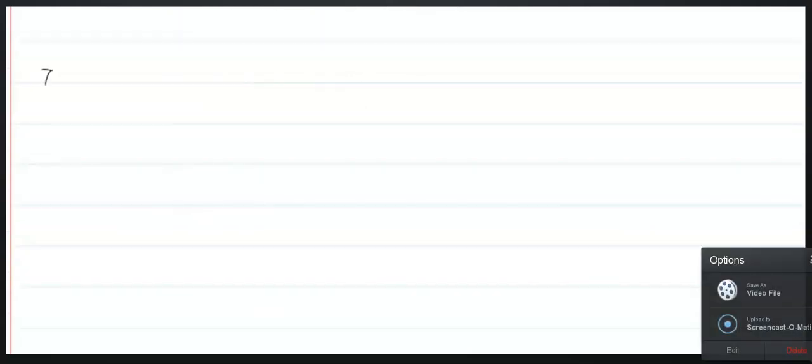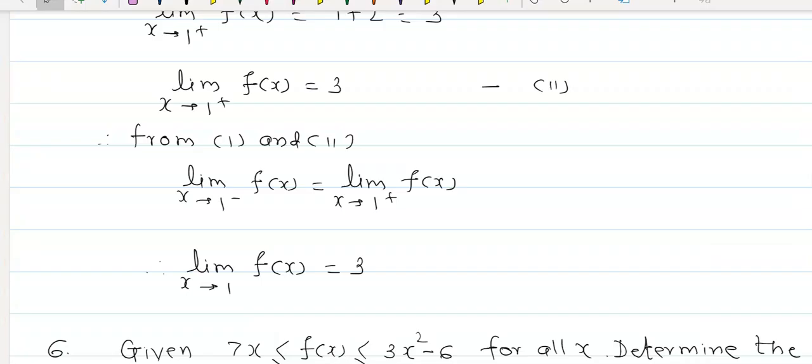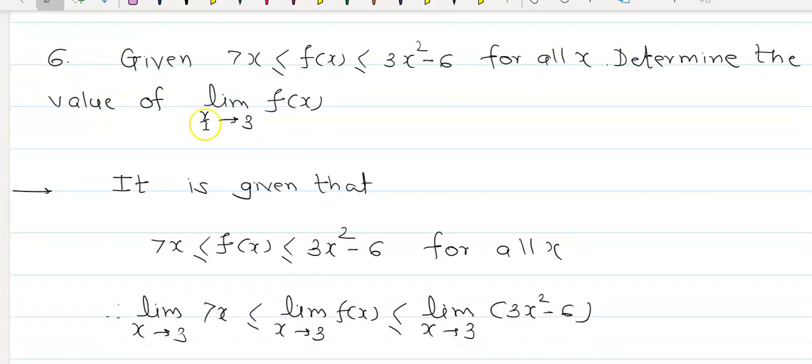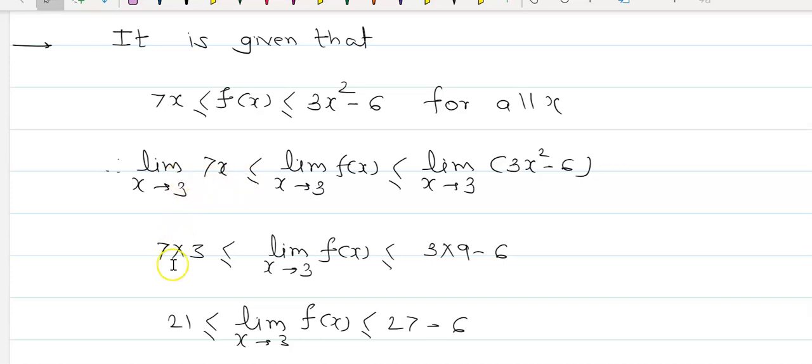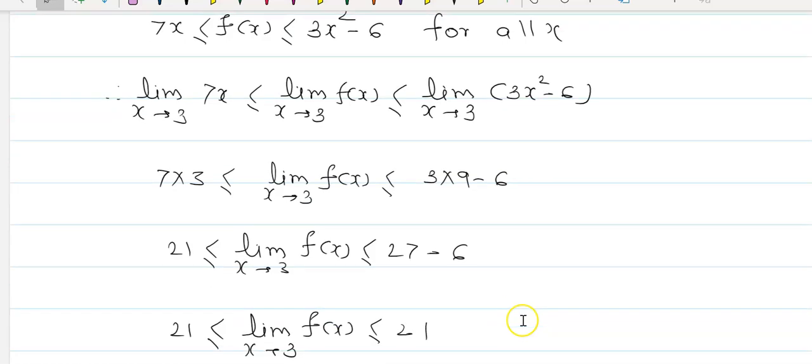That is equal to 21. Now we'll see here again. F of x lies between 7x and 3x square minus 6. Take the limit as x tends to 3. Here 7x as x tends to 3 is 21, and 3x square minus 6 is 21. Therefore, limit x tends to 3 of f of x is equal to 21.